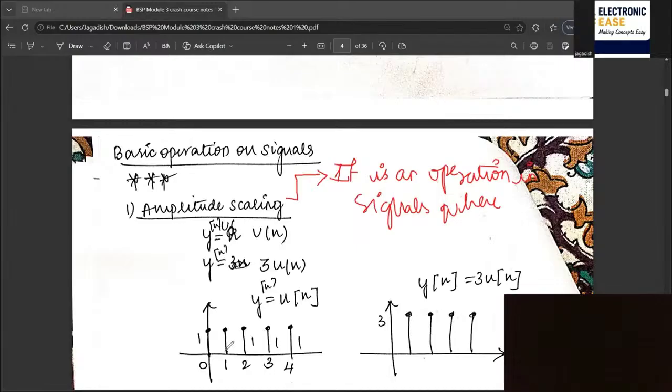So I have in the question y is equal to u of n, children. If it is u of n, you already know the values will be 1 from 0 to infinity. They have asked you to sketch 3u of n. So you will be multiplying this with 3. Everywhere it gets multiplied with 3.